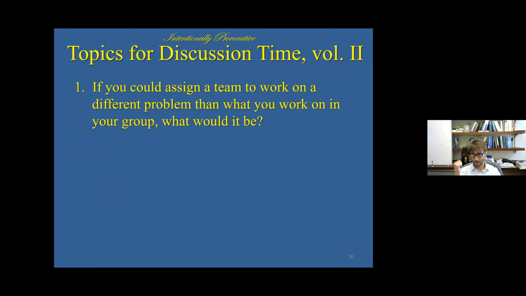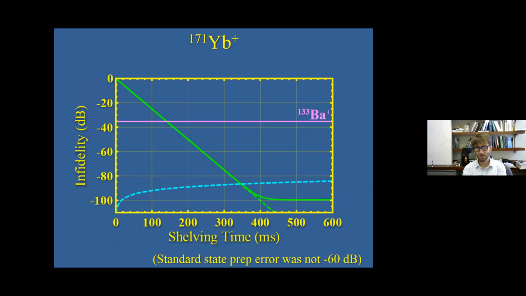By using this 411 nanometer light, we can go from S to D, which is an E2 transition, and it will cycle essentially, and we can optically pump into the F state. And so looking at the ultimate fidelity that you can achieve with this, the barium infidelity here is somewhere around minus 35 dB. And the ytterbium infidelity, predicted by theory, is shown in the green there. And so if you're willing to shelve for a long time, then you can, in principle, get this fidelity to be quite good.